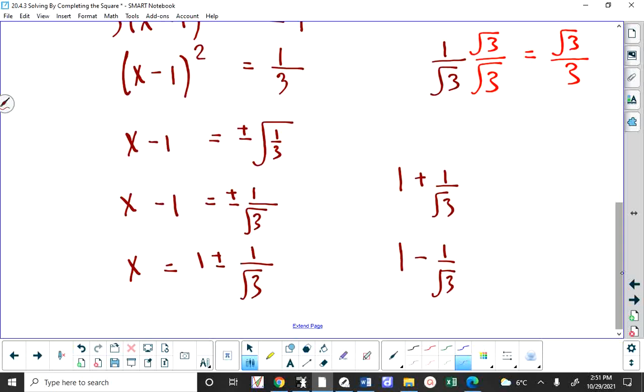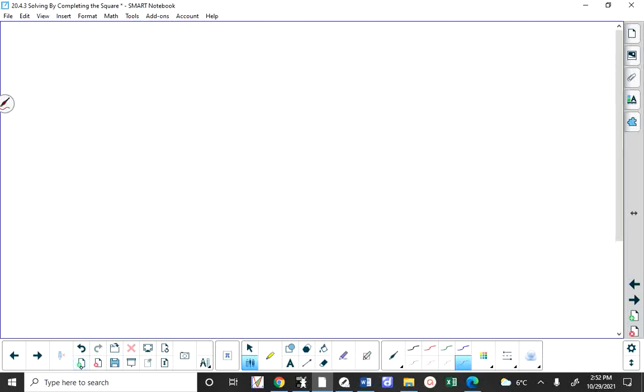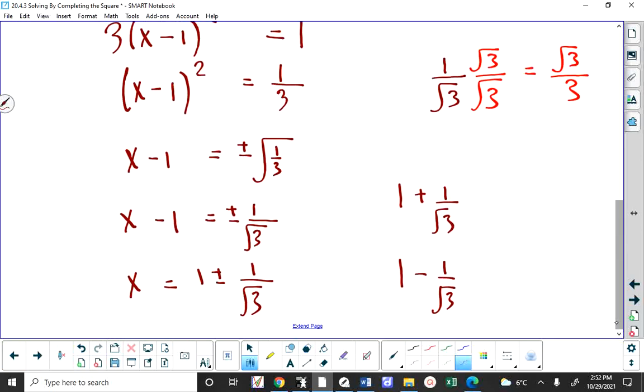Finally, you have 2x squared plus 18x plus 9. Let's do something first. Can you calculate what 1 plus 1 over root 3 is, and 1 minus 1 over root 3? Have you got those two numbers? Are they both positive? There you go. Both positive. Just because we're going plus or minus doesn't mean you have to get a positive and a negative number. And sometimes you'll get two negatives.